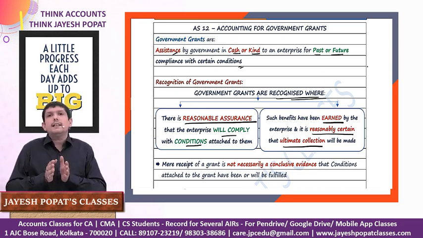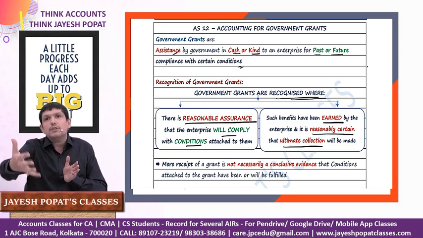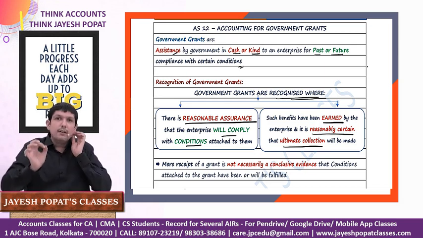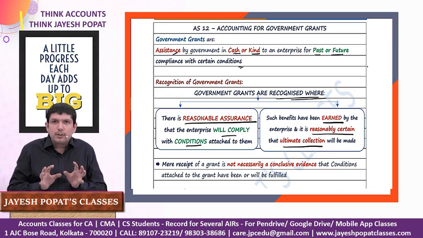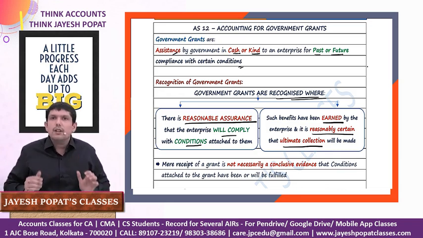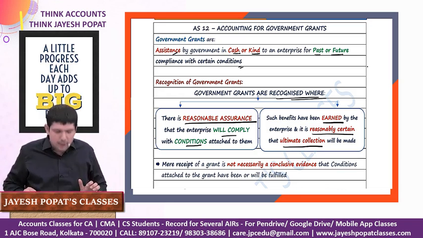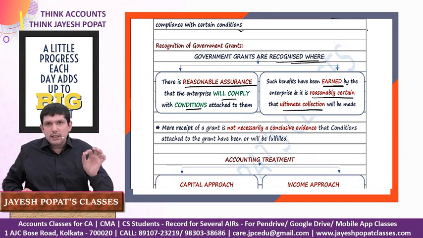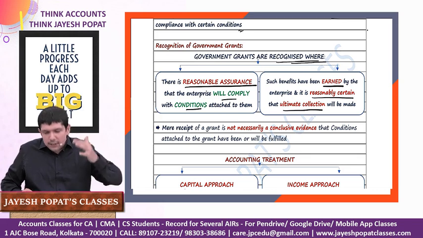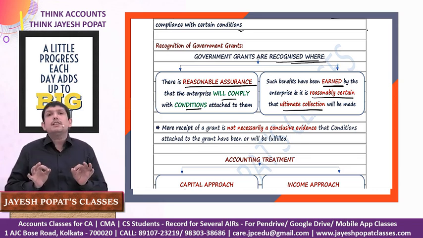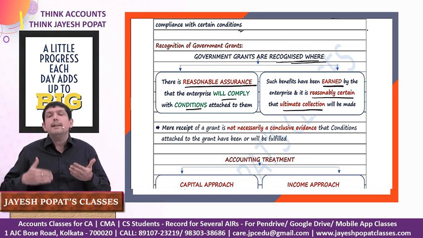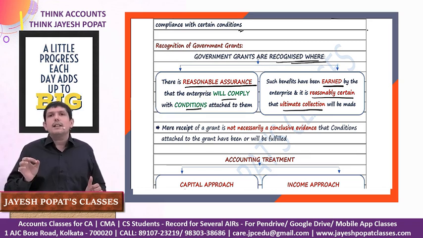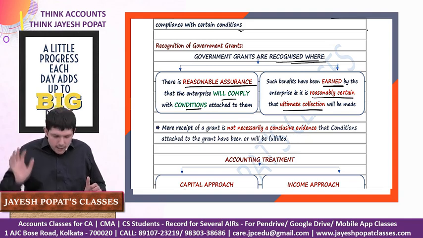The moment that grant is approved, it may take a certain number of years for actual disbursement of money to come to the business, but once the government approves the grant, that is the point of time when the recognition of the government grant is made in the books of accounts. So government grants are recognized where there is reasonable assurance that the terms and conditions will be complied with, the benefits have been earned, and there is reasonable certainty that the ultimate collection will be made, and the reasonable certainty of ultimate collection will normally arise when the grant has been approved by the government.